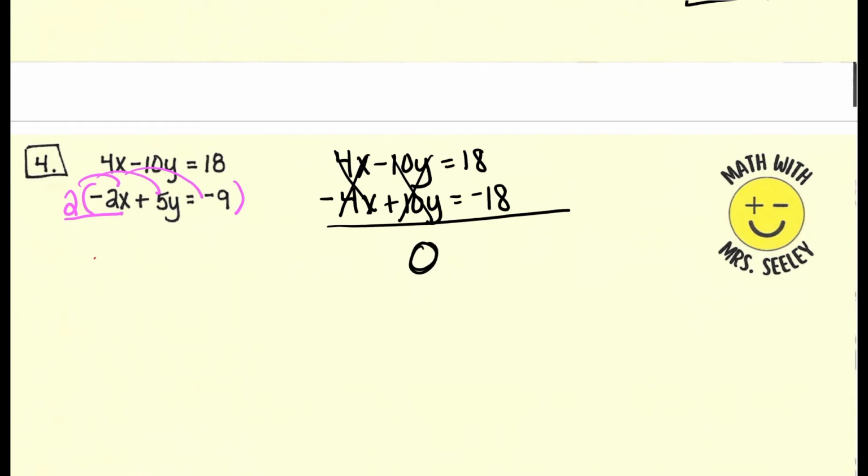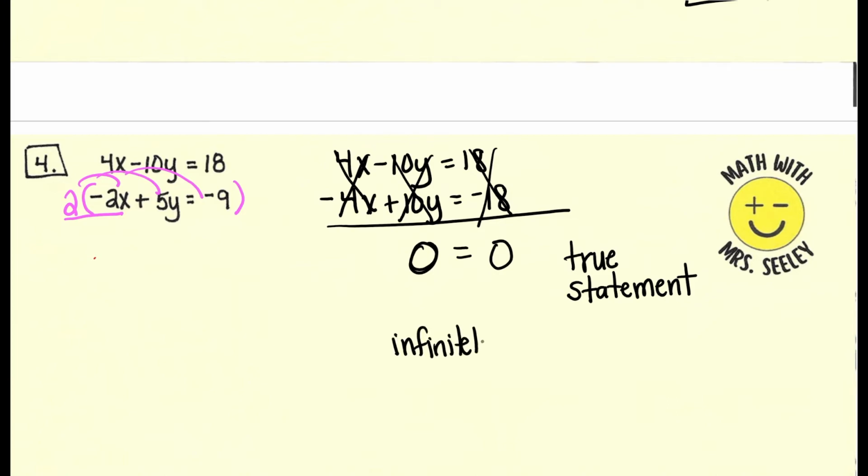So I have nothing left, 0. On the other side, it just so happens that the 18 and the -18 also cancel and eliminate. So I'm left with 0 equals 0. That is a true statement. When you get a true statement in a system of equations, that means that you have infinitely many solutions.